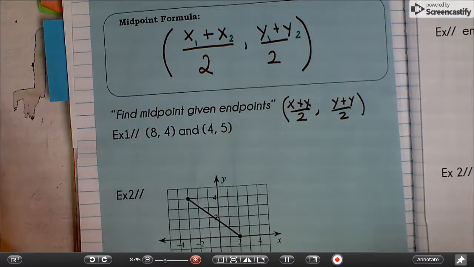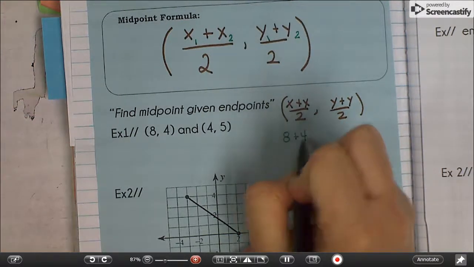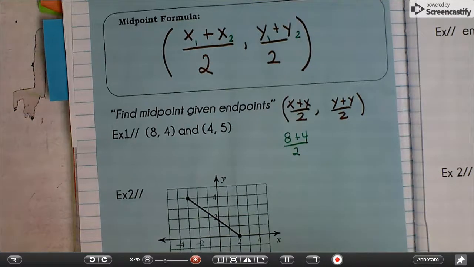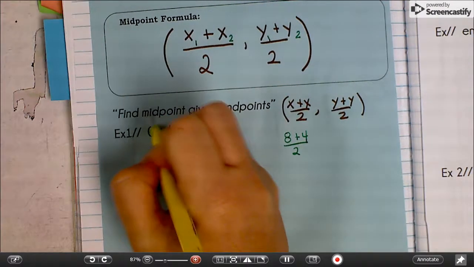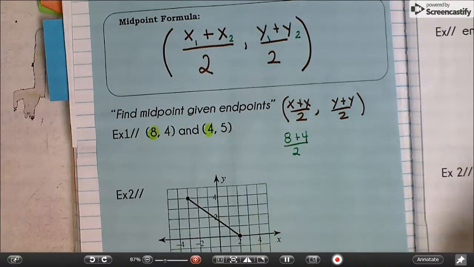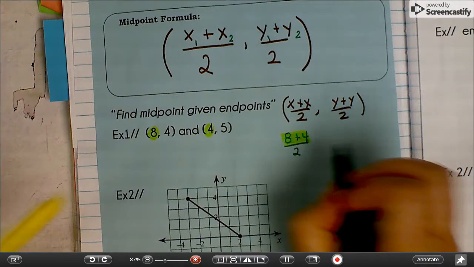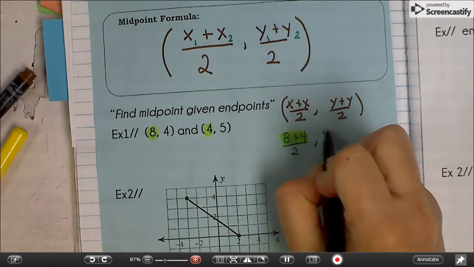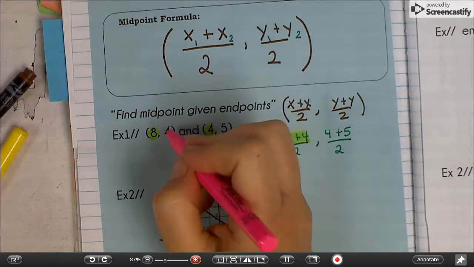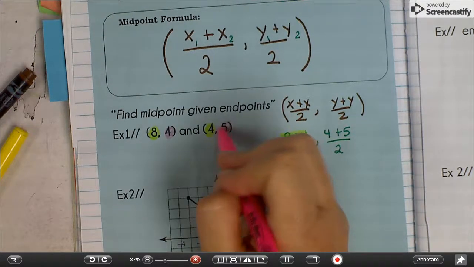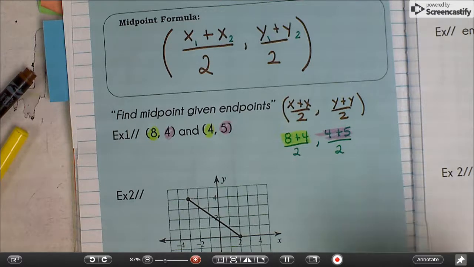So we're going to take 8 plus 4 over 2. And let me get a highlighter real quick so I can make sure that's really clear. I'm using this 8 and this 4, the x's on top, comma, 4 plus 5 over 2. And again, I want to make sure that's clear. We're using the y coordinates for that one. And then all you have to do is simplify.